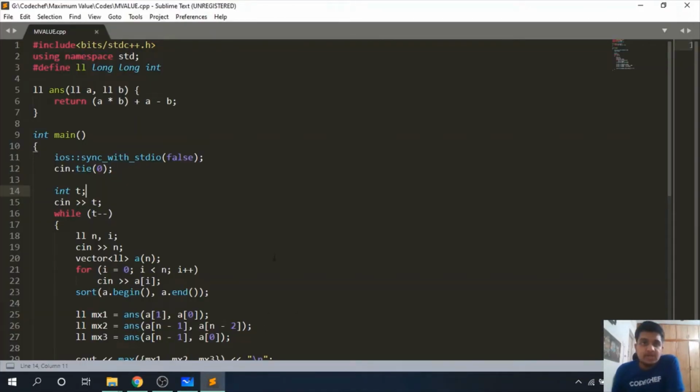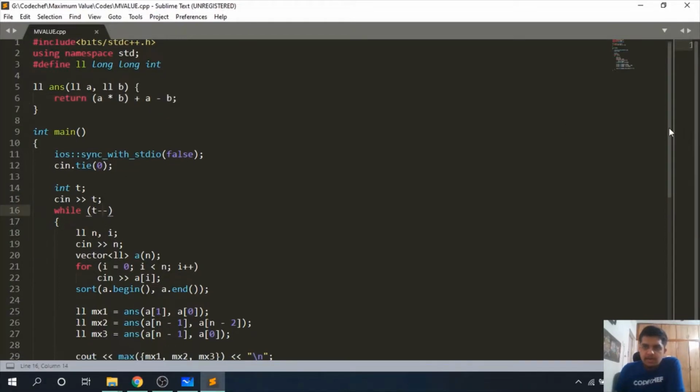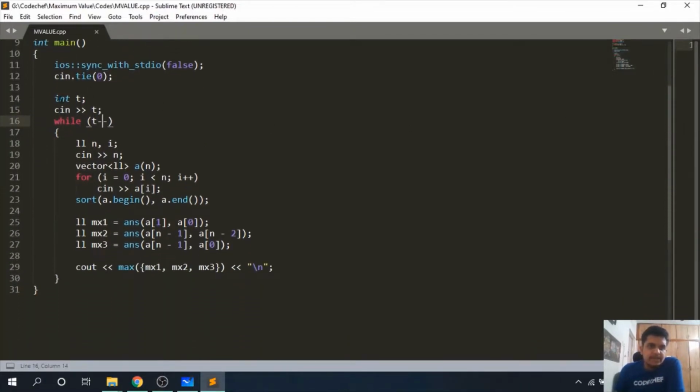Coming over to the C++ implementation, let us see what the implementation is. First, I have defined this answer function, which given the value of A and B returns the value of the equation. Now, coming over to the main part, first I have taken input t, which is the number of test cases. Then I have taken input n, which is the number of elements in the array. Then I have taken input the array and stored it in a vector. Now I've sorted the array as we saw in the solution.